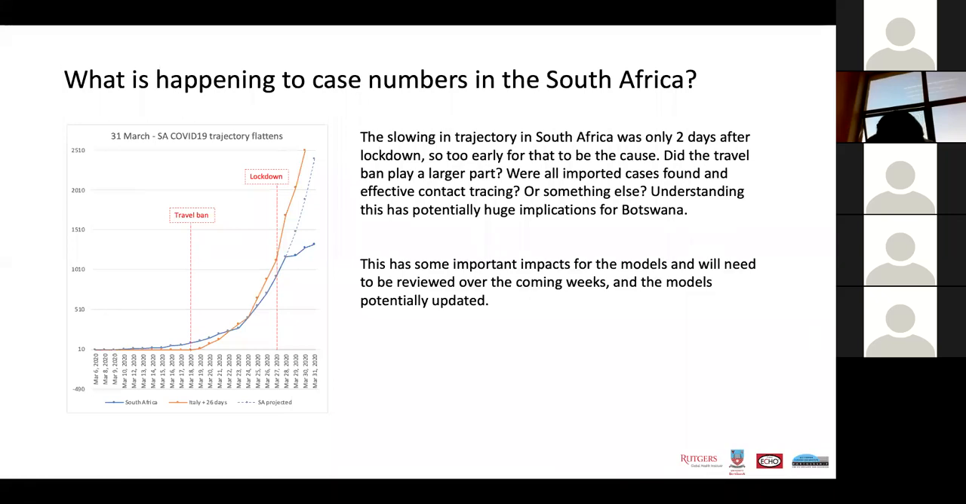Maybe it was the travel ban that was put in place, because a lot of the cases in South Africa, like in Botswana, were imported cases. So if you stop them being imported and you put in place very good contact tracing, maybe that reduces the case number. In any event, we're not very sure why that is, and we need to keep a close eye on things in South Africa because, of course, that has a big impact on us in Botswana. So, next slide.